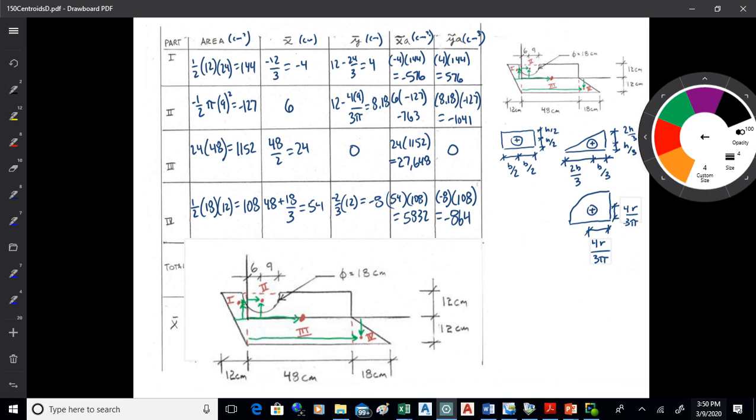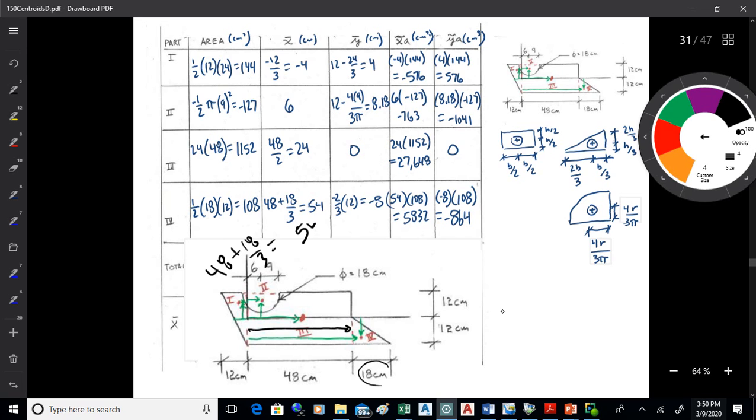Now you do need to remember what I call the offsets to get the X and Y bar. That first offset there, you got to go 48, then you take 1/3 of 18. So it's 48 plus 18 over 3, which would be 6, so that's 54. Okay, because you got to go 48 from the y-axis just to get to the edge of the triangle.